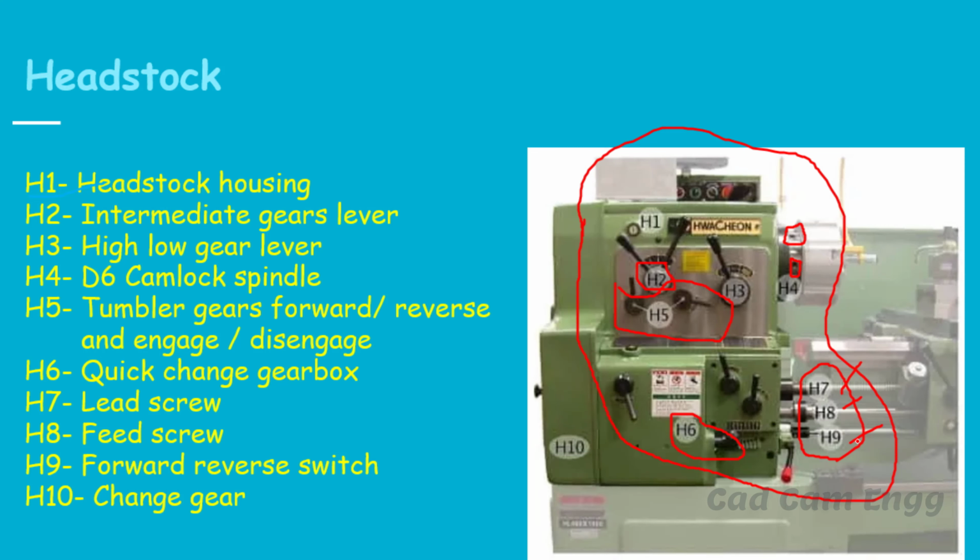So next, H10 gear change. It's possible to open here. Using the H10, this covers the gearbox. Inside, the gear is there, and we have some knob here. By opening this knob, we are able to change the gear or belt inside the headstock.